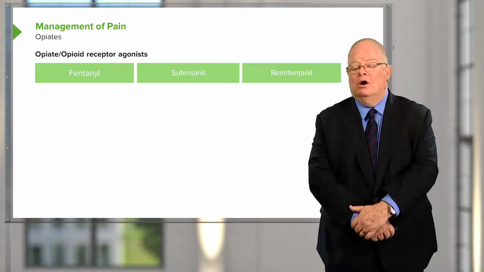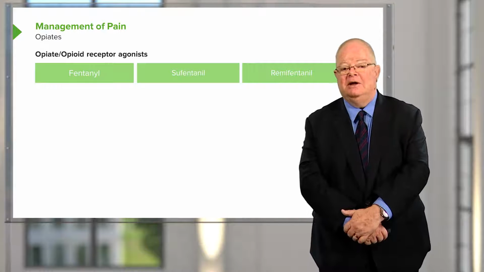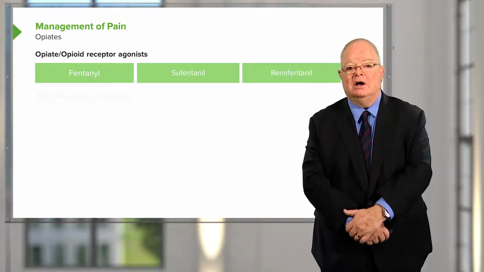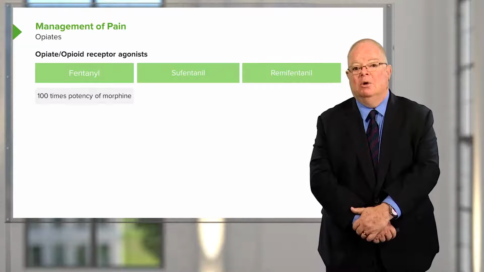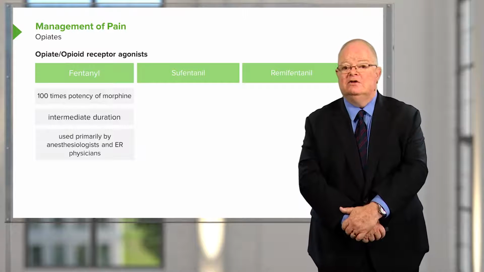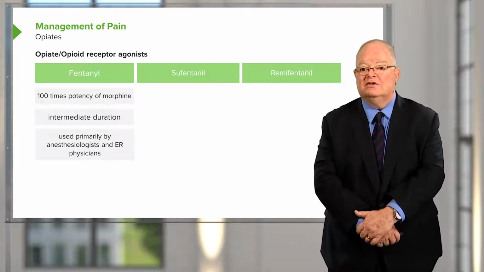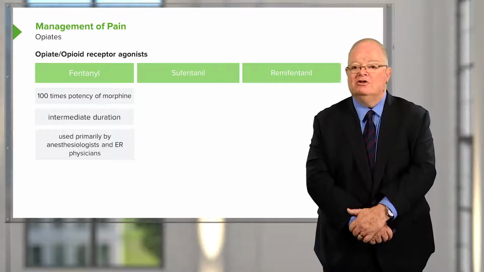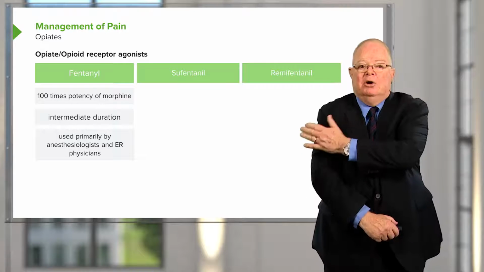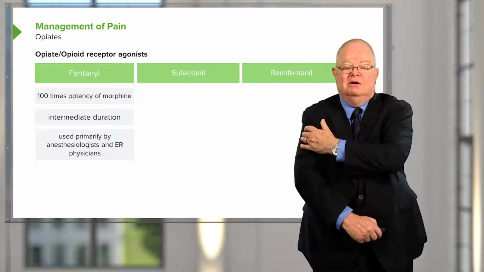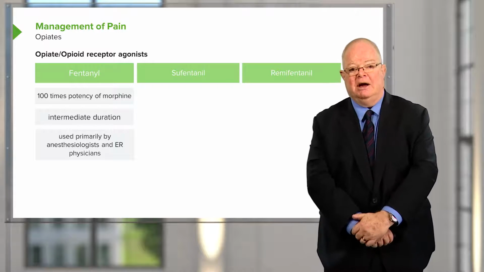Fentanyl is a drug that's now widely used for the treatment of chronic pain that was initially only used by anesthesiologists. It's a very potent drug, 100 times more potent than morphine. It has an intermediate duration. It's used by anesthesiologists, emergency physicians, intensivists intravenously, but it's used in chronic pain management primarily in patches. Percutaneous or transcutaneous fentanyl patches can be effective in reducing chronic pain.